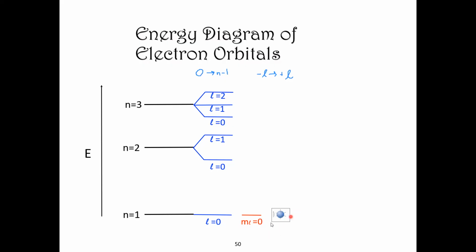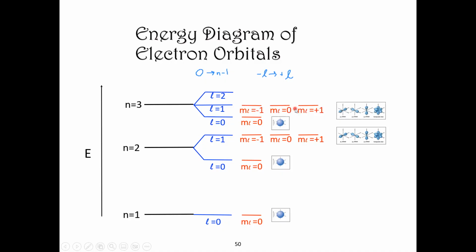So again, with the first energy level, we'll just have that single s orbital. And then when we get to the second energy level, we'll still have an s orbital there. L equals 0 can only have that single orbital. But now with L equals 1, we're going to see the p orbital. So again, we'll have 3 of those there. So it can be negative 1, 0, or positive 1. And then the same thing with the third energy level.